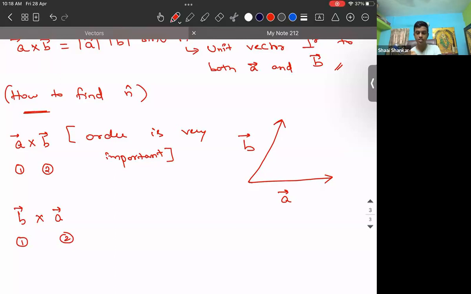No, sir, you told it is negative because of clockwise rotation. Because of clockwise rotation. Okay. So basically, I told you about the right hand. This is called the right hand thumb rule. You rotate the fingers of your right hand and extend the thumb.